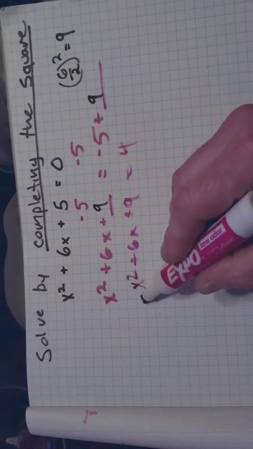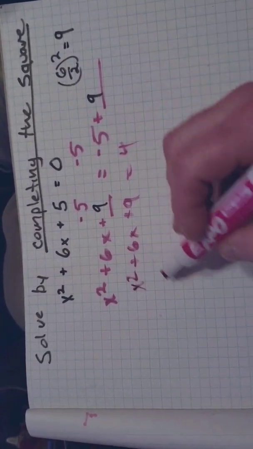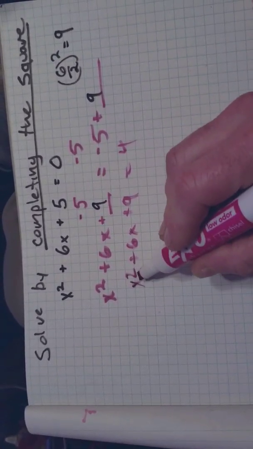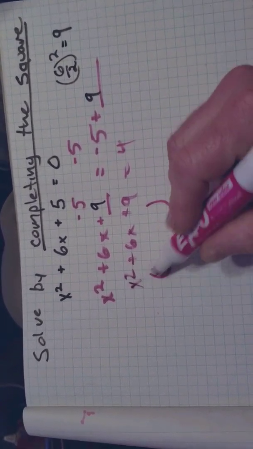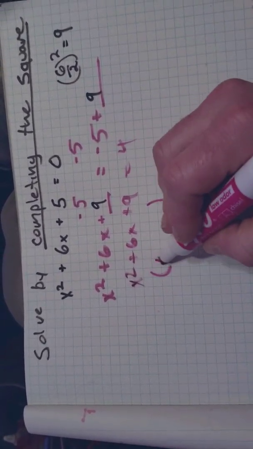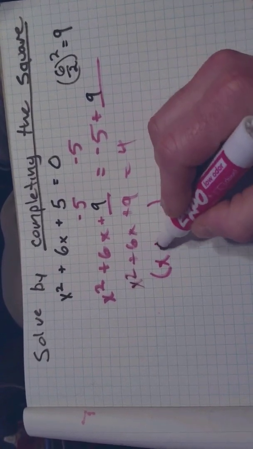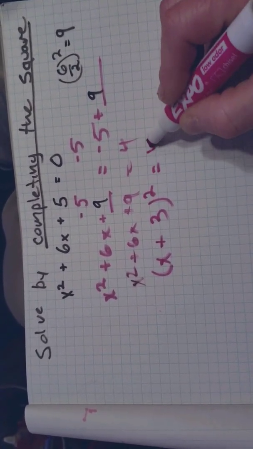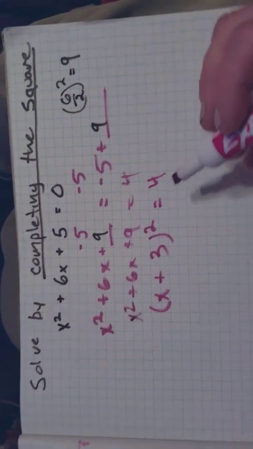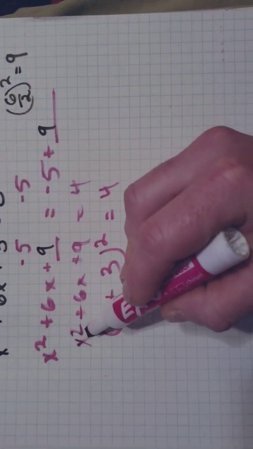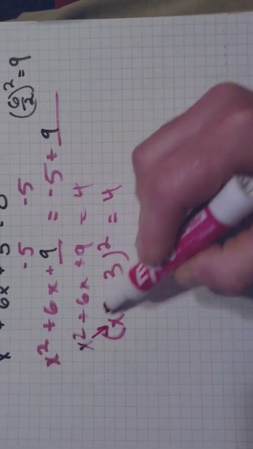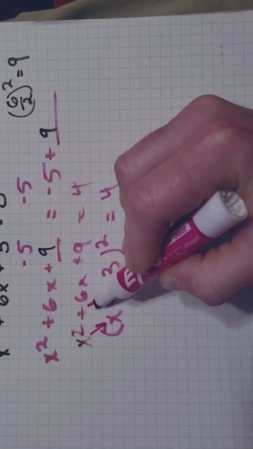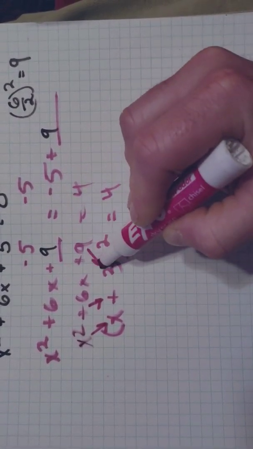Okay, so now we built this trinomial a specific way so it would factor. And when we factor it, it's going to become x plus 3 quantity squared. And now that's equal to 4. Okay, so we factor this by taking the square root of the first term, the sign from the middle term, and the square root of the last term.